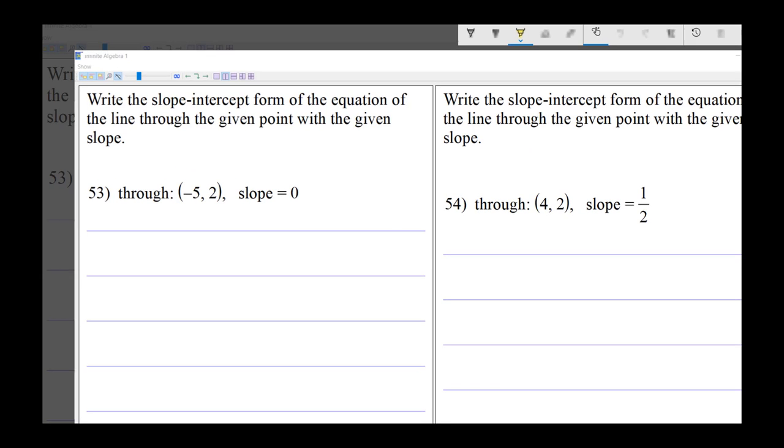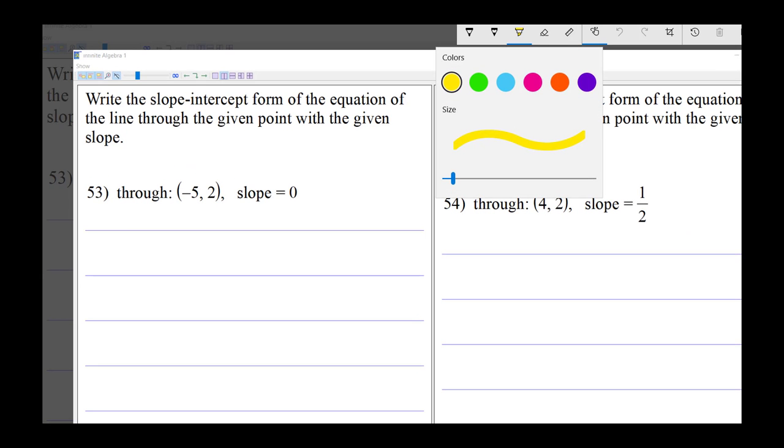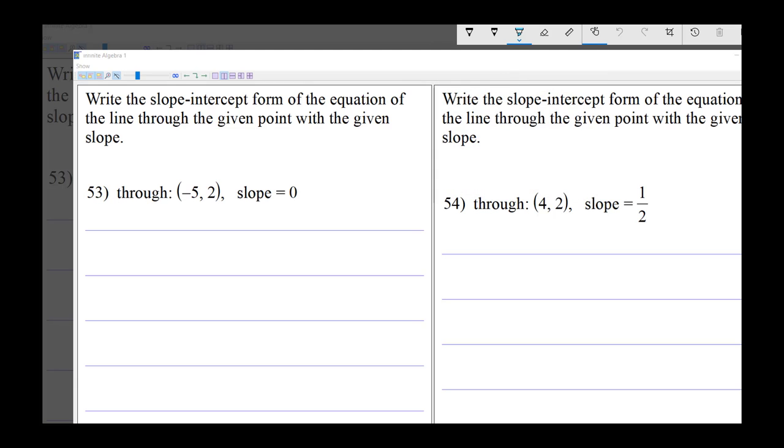53. Ooh, slope is 0. 0x plus the y-intercept. So from that right there, this one's kind of tricky.